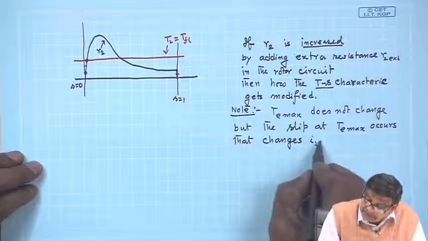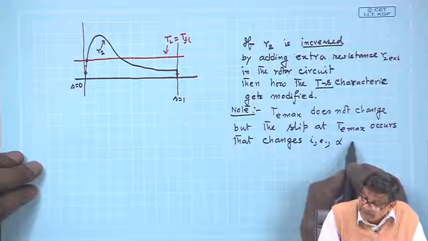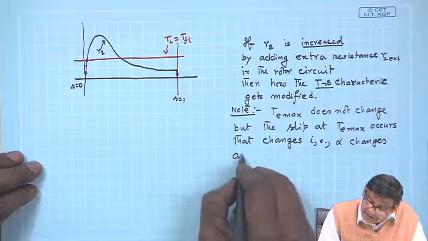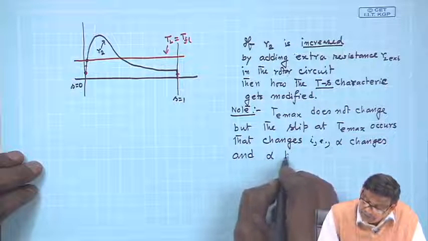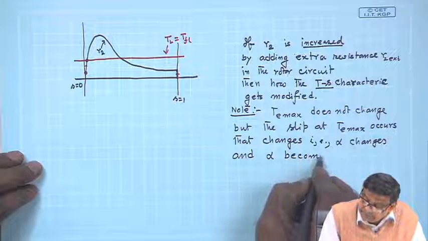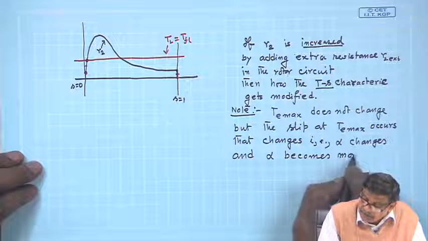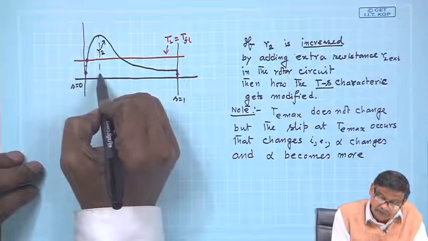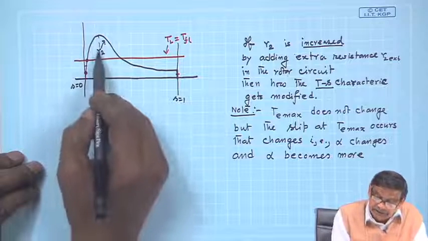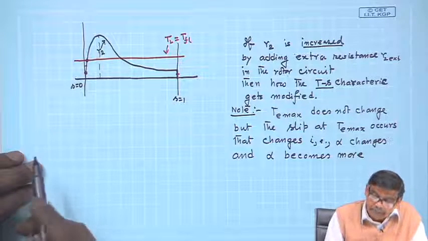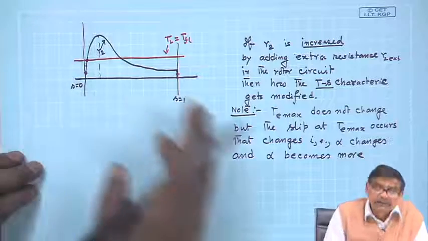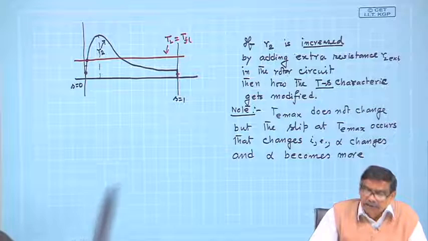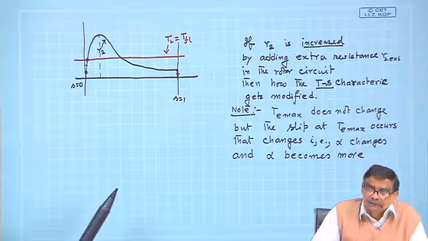That is, alpha changes. And alpha becomes more compared to the rated condition, this alpha. This is the alpha with inherent rotor resistance per phase. Therefore, the shape of the curve will not change, because the only parameter we have increased is the resistance.